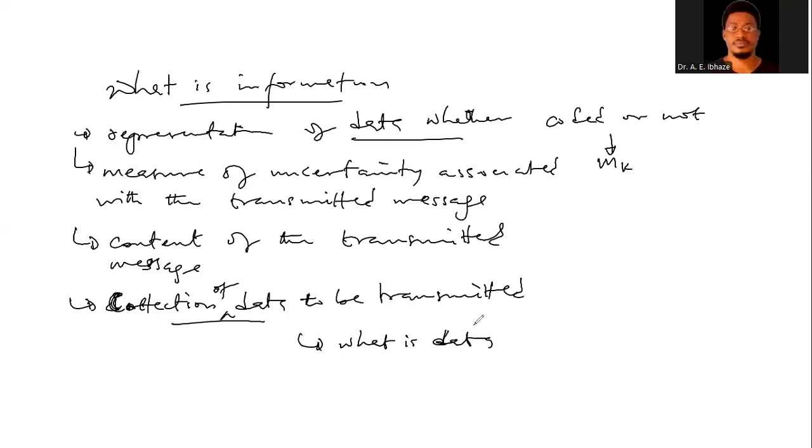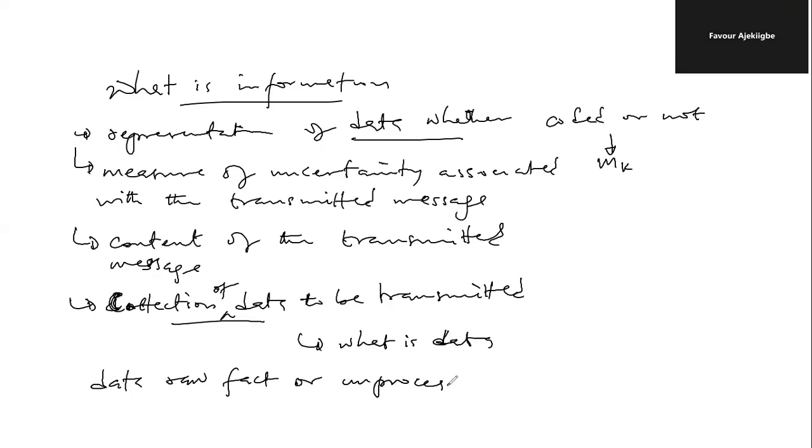What is data? Yes, sir. From, let me say, the ancient definition, data is raw facts or unprocessed information. Raw facts, or unprocessed information. Data is raw facts or unprocessed information.